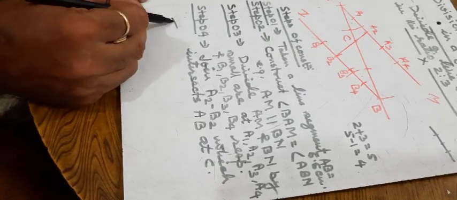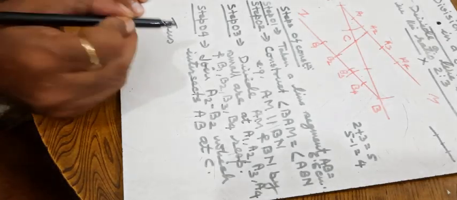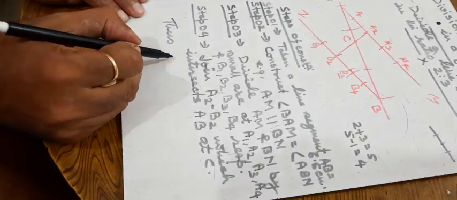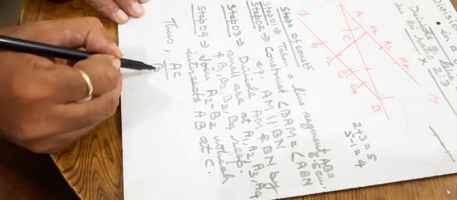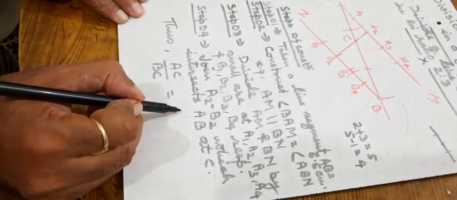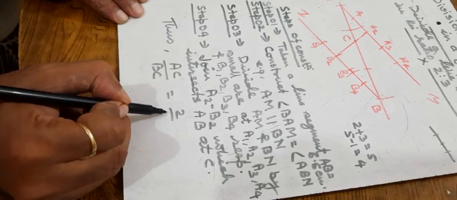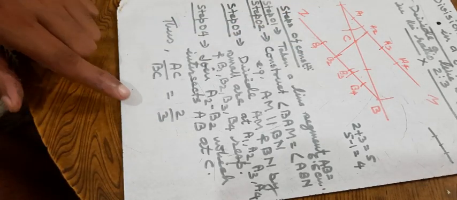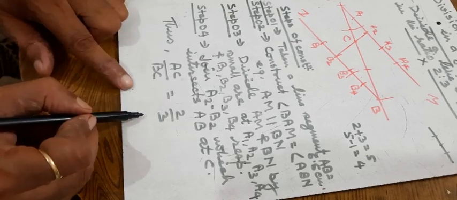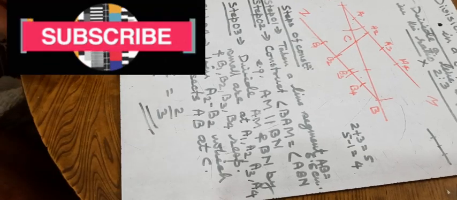Thus, the result is here. Thus, AC is to BC, that is equal to 2 is to 3. Hence, AB is divided at point C in the ratio 2 is to 3. Thank you.